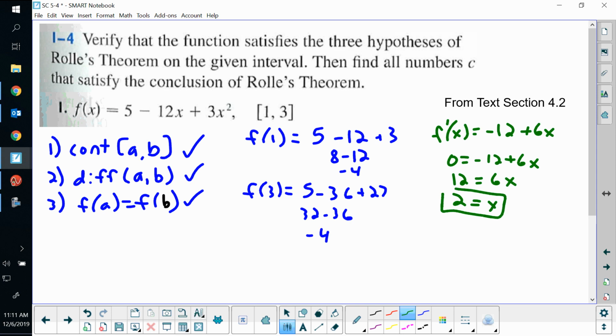Rolle's theorem guaranteed we would get at least 1 point. Now, sometimes you'll get multiple values of x. Okay, still always check and see if it's in the interval. Sometimes some of them are in the interval, other ones are not. So you would only circle the ones in the interval as your answers.